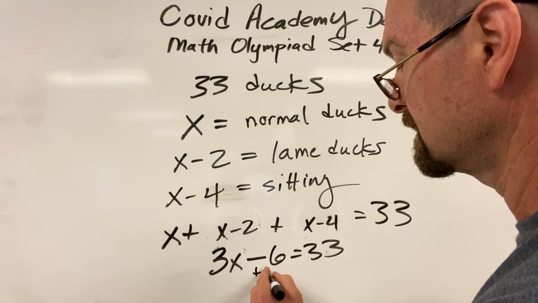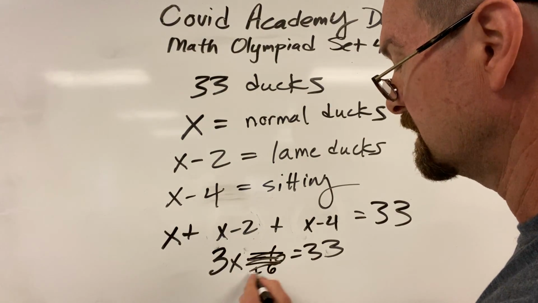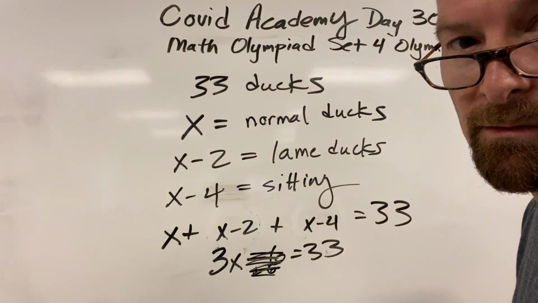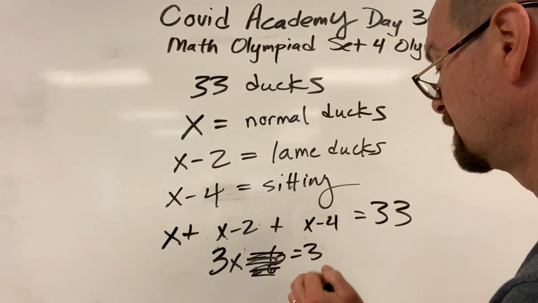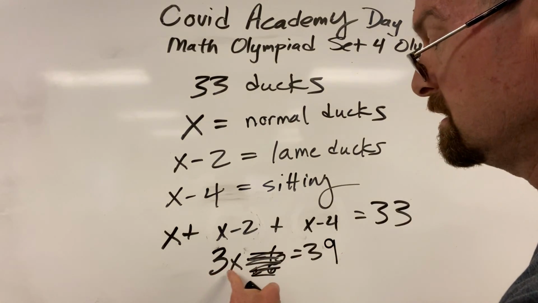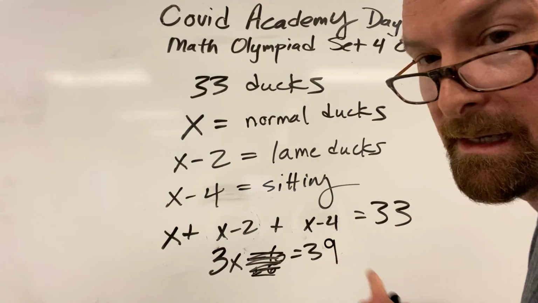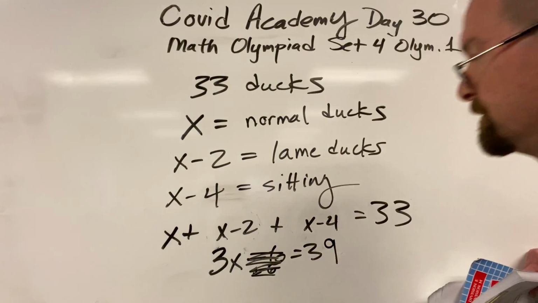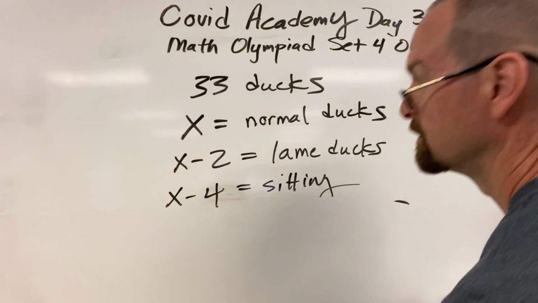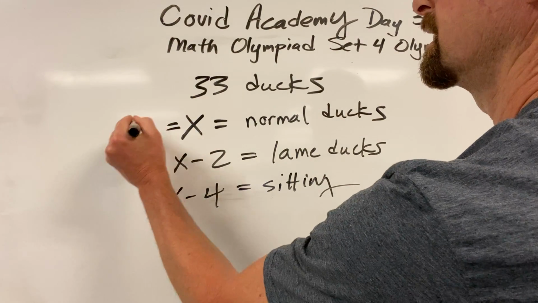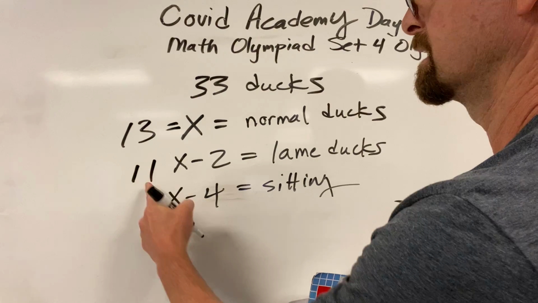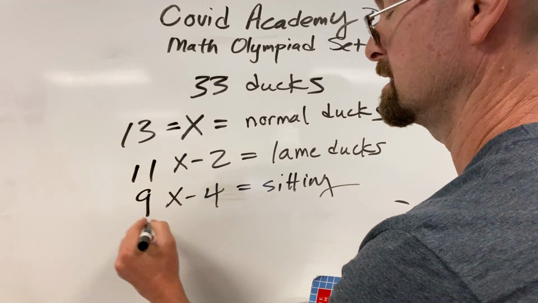When I add 6 here, those go away. Negative 6 plus 6 makes it 0. When I add 6 to here, guess what it equals? 39. So 3 times something equals 39. What's that something? It's 13. So 13 is the number of normals. And 13 minus 2, 11, is the number of lames. And 11 minus 2, 9, is the number of sitting.